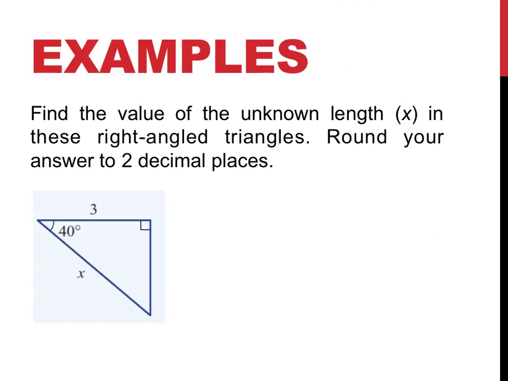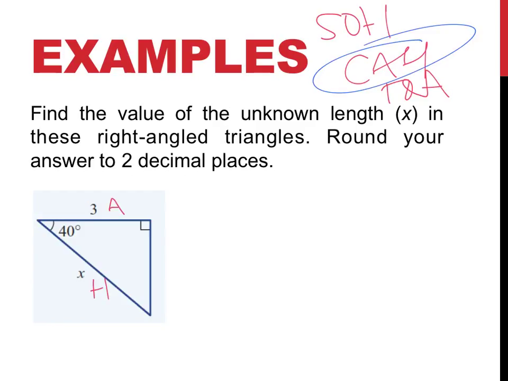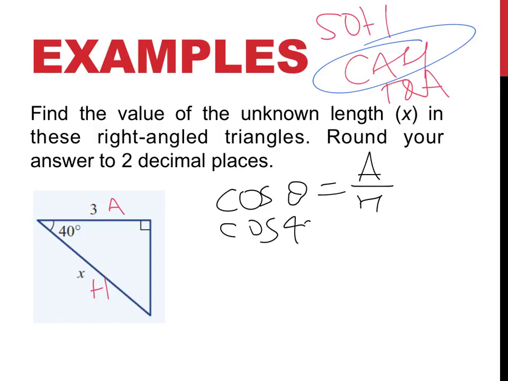Let's have a look at this one here. SOHCAHTOA. Okay, here's my angle, this is my adjacent, that's my hypotenuse, which means I'm going to be using cos theta equals adjacent over hypotenuse. Cos of 40 equals my adjacent, which is 3. My hypotenuse is x. I know now that I have to deal with the division first.